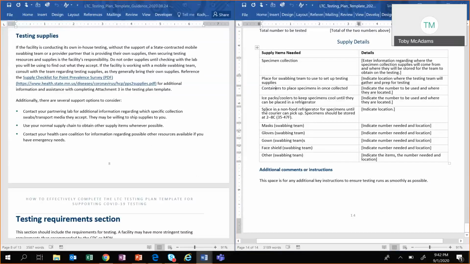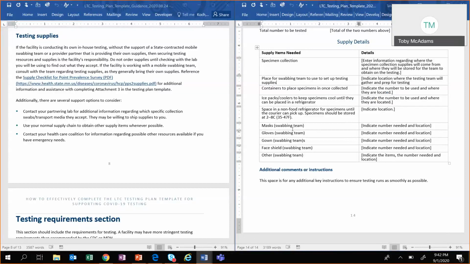How about space? Do you have space in the refrigerator to hold your specimens until they get picked up? So those are some of the things to write, but then we would be remiss if we did not talk about PPE. PPE supplies are so important to ensure that you understand what your responsibilities are when it comes to supplying PPE for the swabbing team.